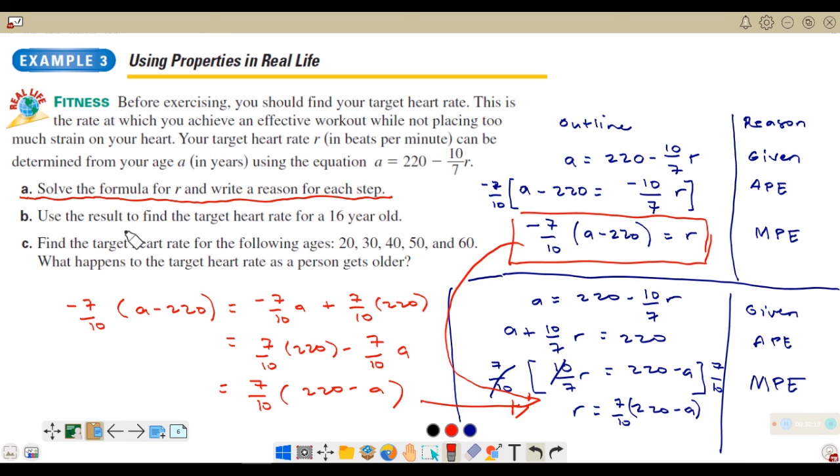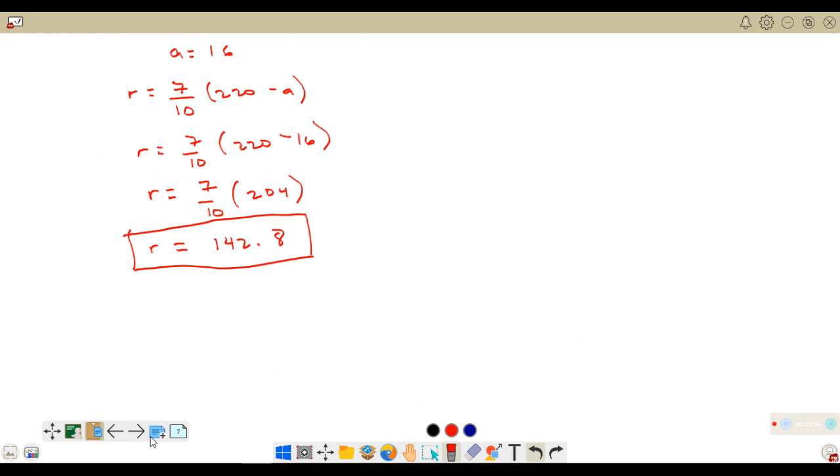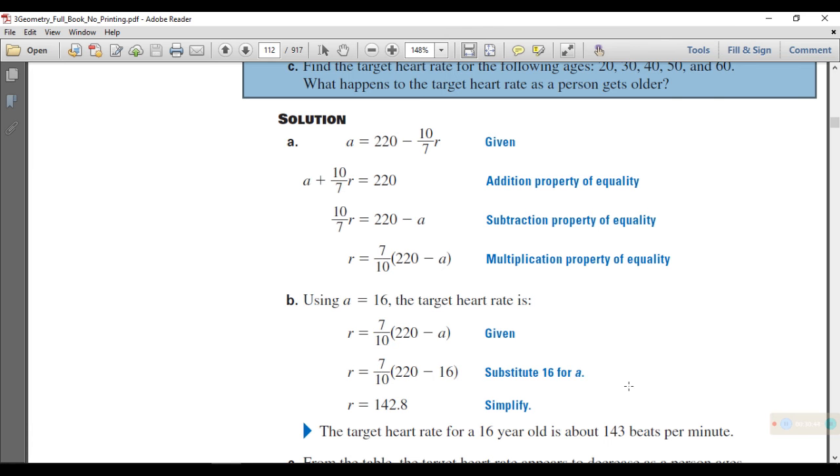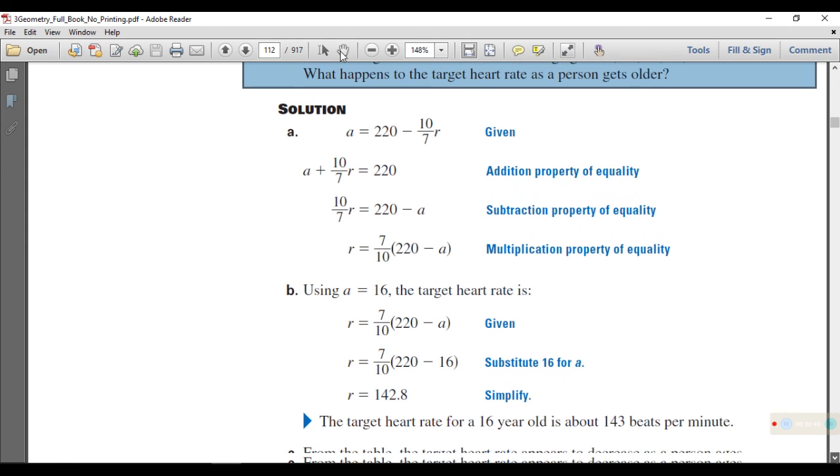Next, find the target heart rate for the following ages: 20, 30, 40, 50, and 60. What happens to the target heart rate as the person gets older? So, ano yung nangyayari daw as the person gets older? Medyo tinatamad na ako mag-substitute. So, kayo, ano ba yung magiging sagot if you substitute this by 20, by 30, by 40, and by 60? Silipin natin. Kasi ayoko nang mag-substitute. Silipin natin yung tamang sagot.